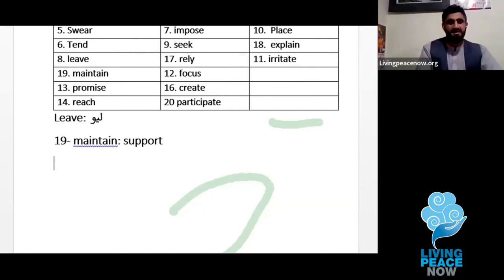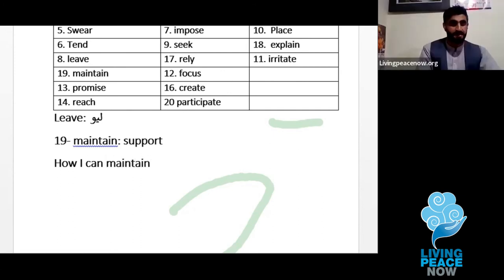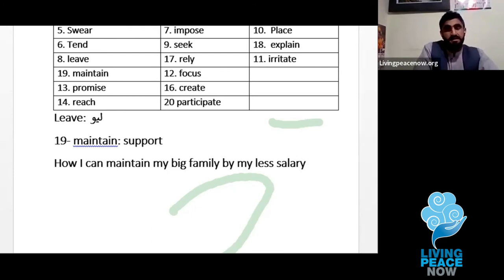I would like to make one example. How can I maintain my big family by my little salary? This is a good example for using this word. How can I maintain my big family?